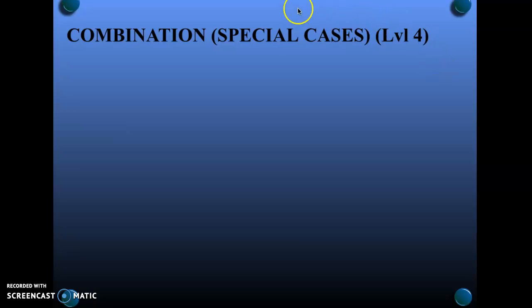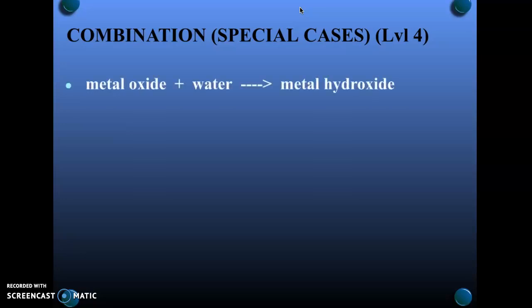This is the screencast for the level 4 extra credit. These are both different types of combination reactions. They're special cases, so this would be extra credit on your upcoming test. I'm going to keep this relatively short, but there are two different types.